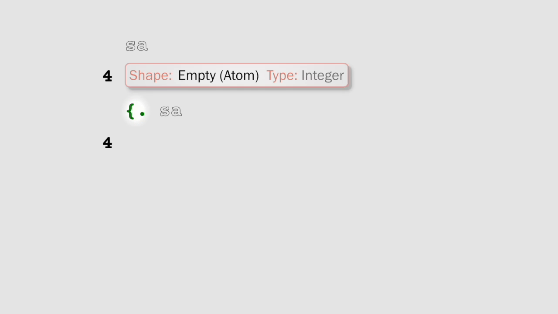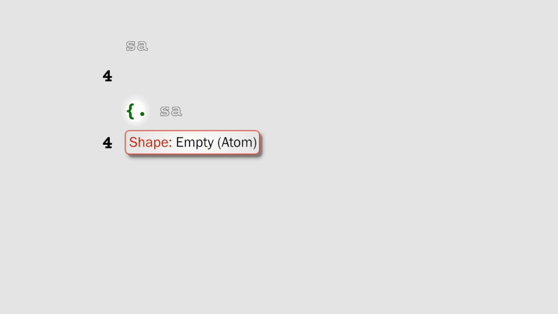Carrying on into atoms, there's only one item here, and that's the atom itself. So head is going to make that into a one-item list, so the shape's going to change to 1, and then it's going to take the first item of that one-item list, and the shape goes back to being an atom.